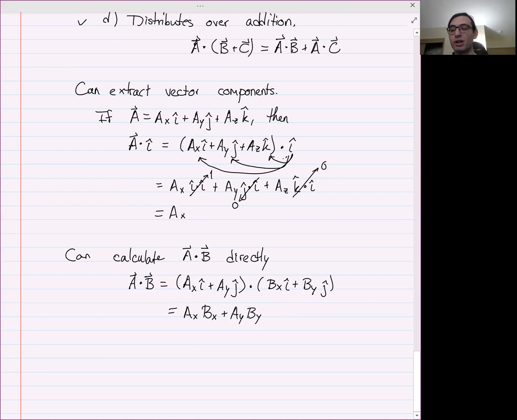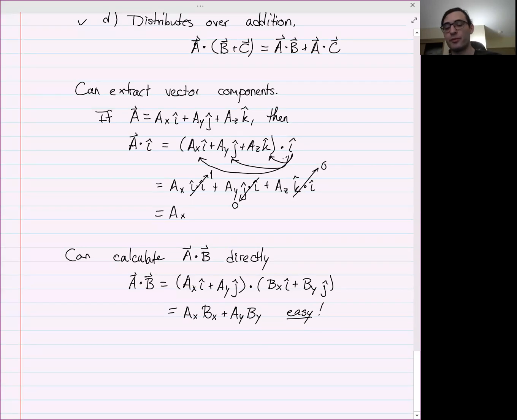That is the scalar product written in components, and you would have an Az Bz if these were three-dimensional. So this is a way to just get the dot product without having to actually worry about angles and so on, or magnitudes. You just figure out the components, and then you just multiply across and add. This is easy and nice.